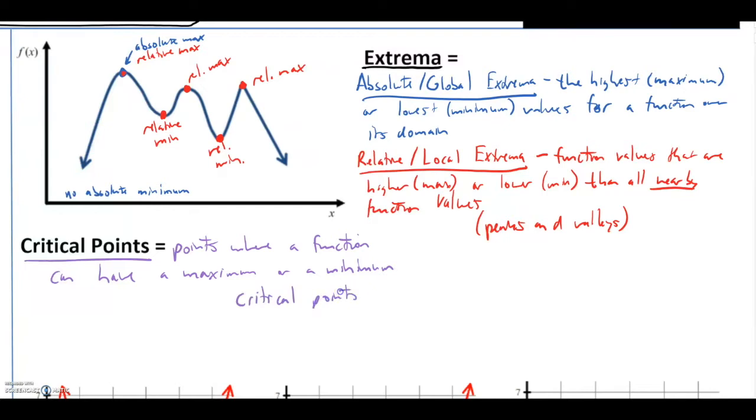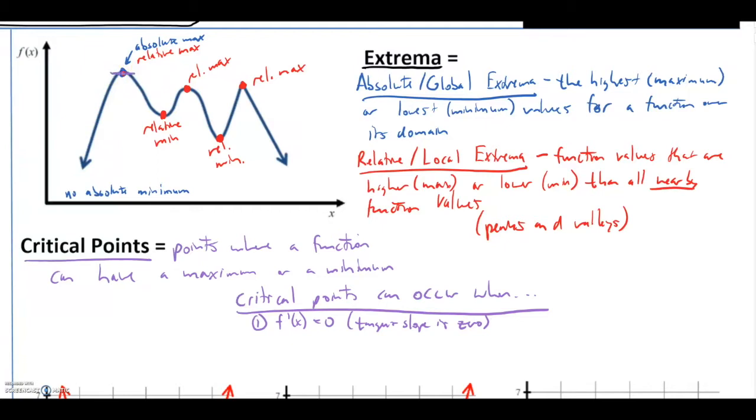Critical points are going to happen at certain locations along a function. Critical points can occur when, well, spot number one, and this is one we've actually seen before, where the derivative of our function equals 0, or our tangent slope is 0. And so if you notice, 1, 2, 3, 4 of these extrema occur at spots where the derivative equals 0.